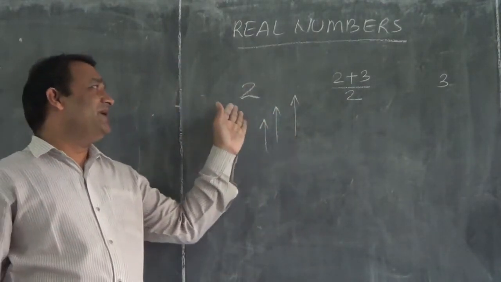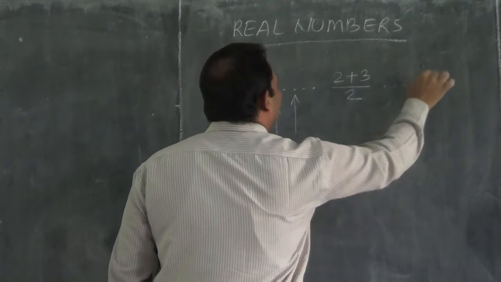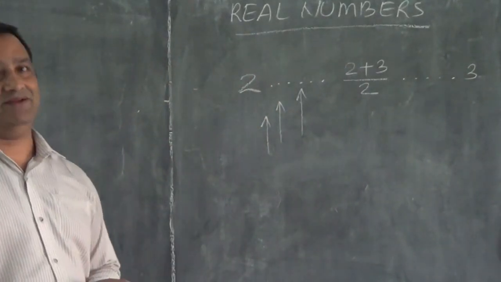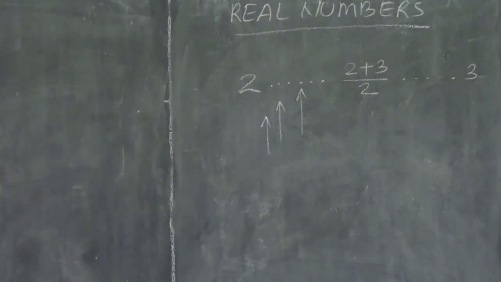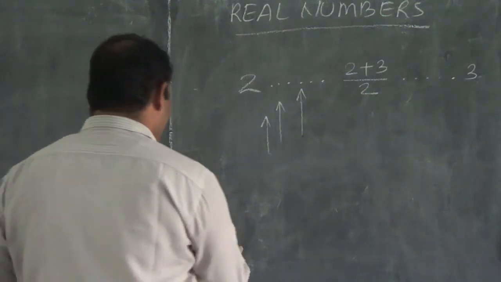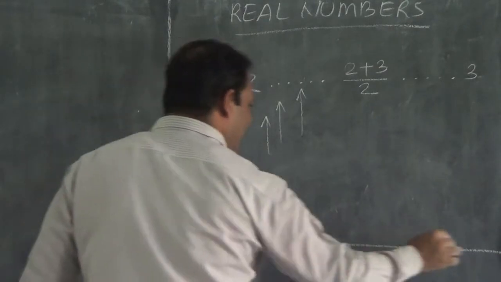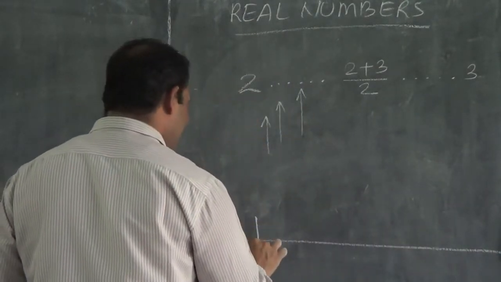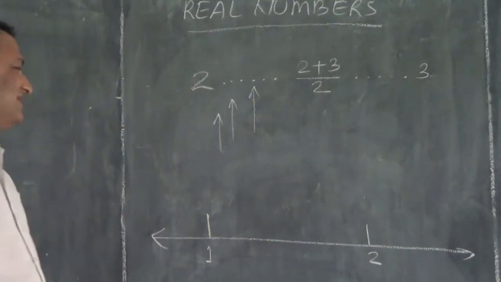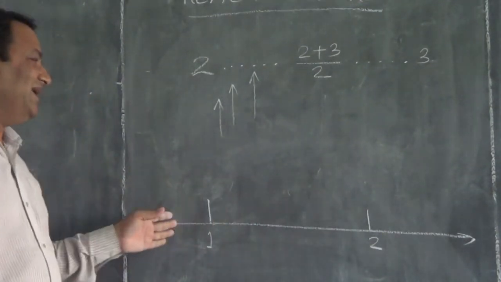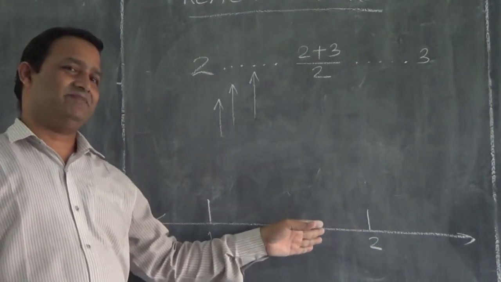So there are infinitely many rational numbers between two given rational numbers. Infinitely many. Now when we come to the number line, this is 1 and this is 2, and there are infinitely many rational numbers between two rational numbers.